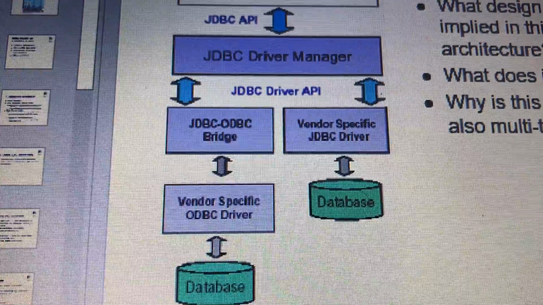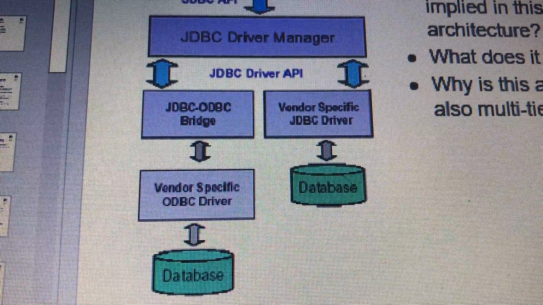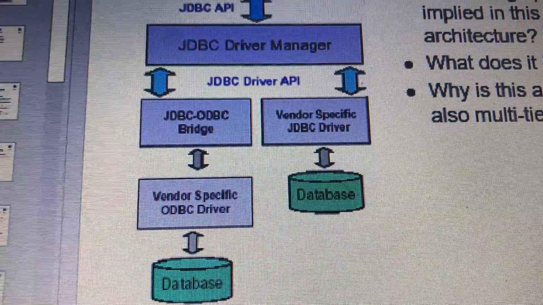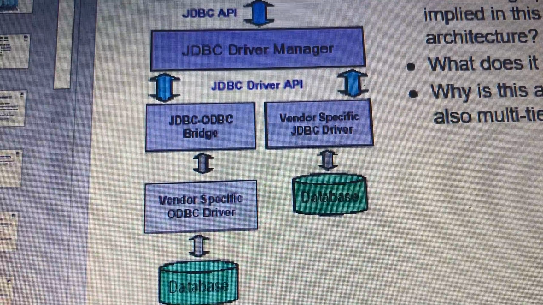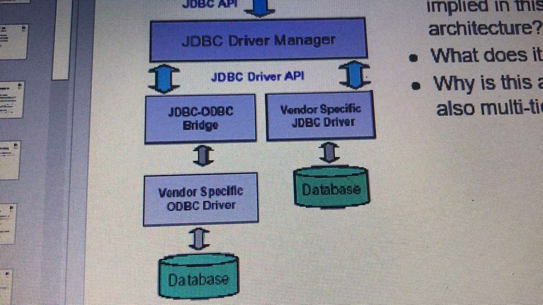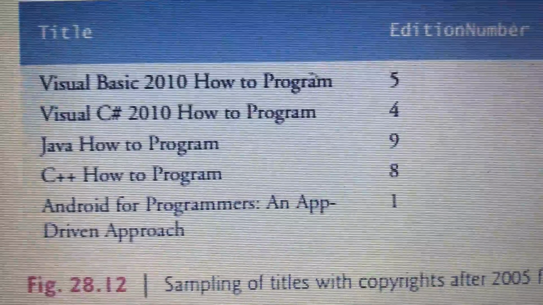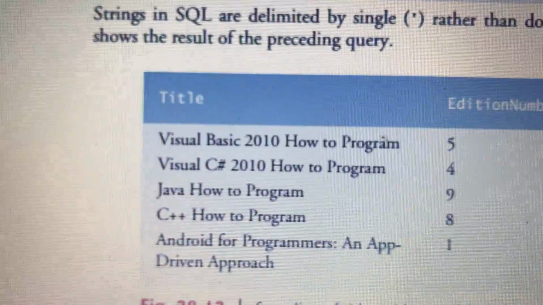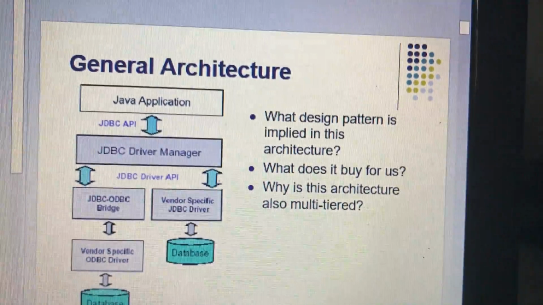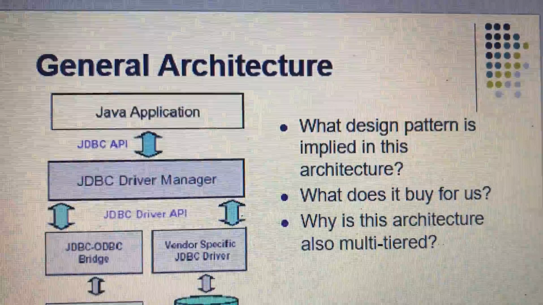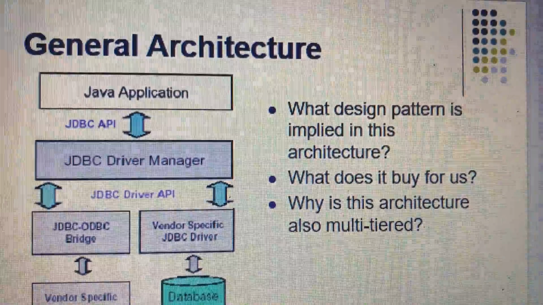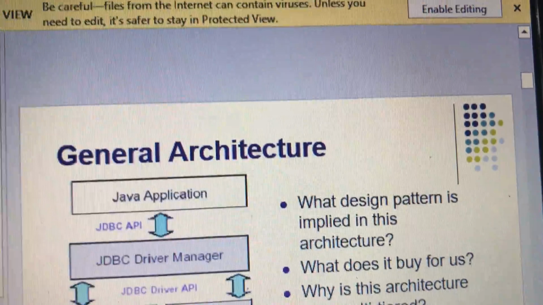The basic form of a query with selection criteria is: SELECT column name FROM table name WHERE criteria. For example, to select the title and editor number. So the table looks like this, with copyrights. Here I talk about the general architecture of JDBC, and here I am showing how the SQL works.